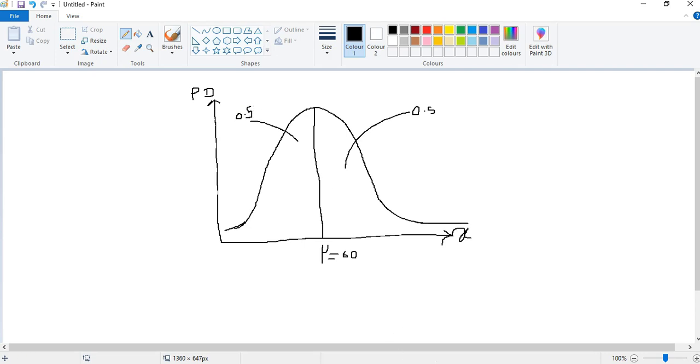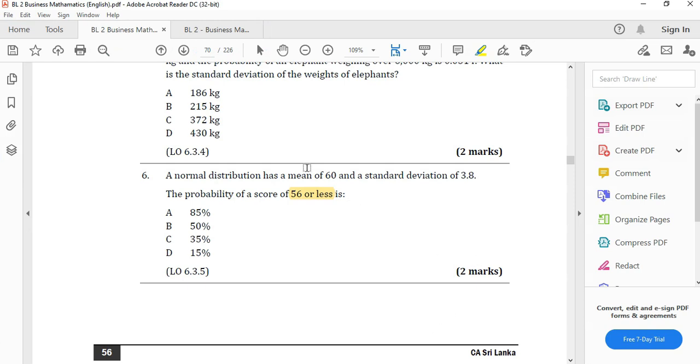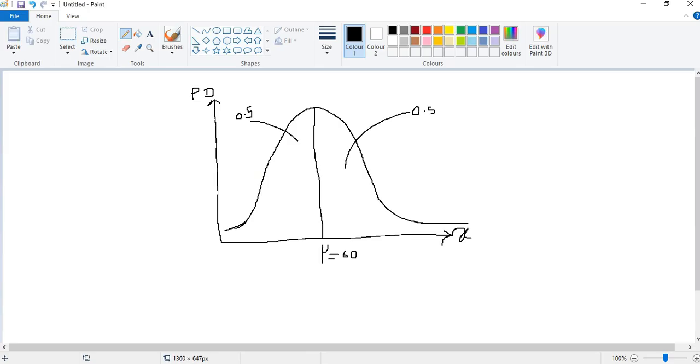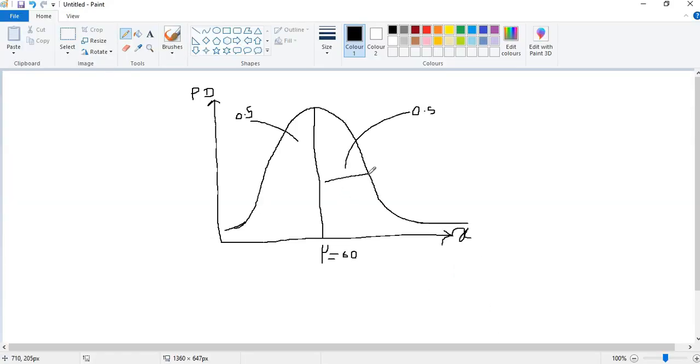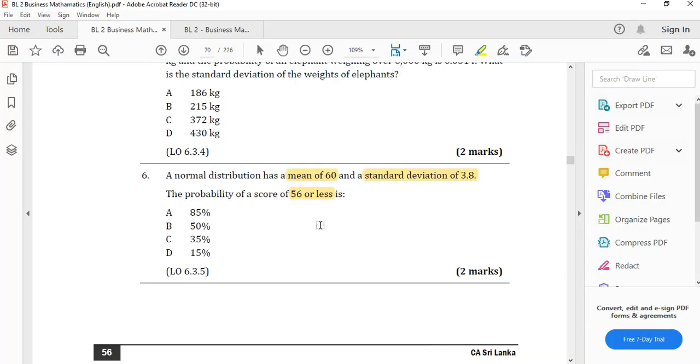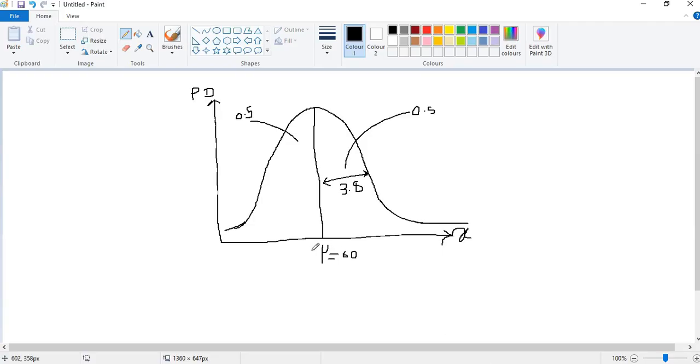Okay. Now, they say they have a mean of 60. Therefore, this mu value, the mean, should be equal to 60. And the standard deviation is 3.8. That means the gap, the way it is spread. You all know that. Now they are asking what will be the probability if the score is 56 or less. If the mean is 60, 56 must be somewhere here.